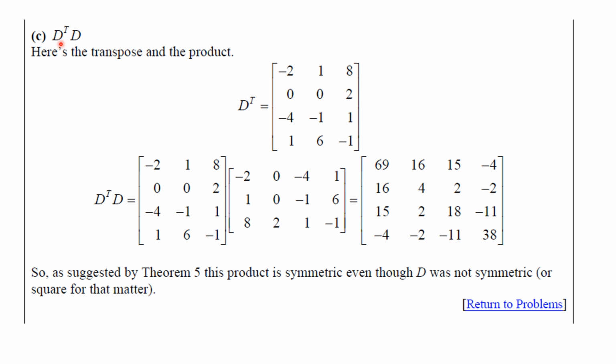Here we're having D transpose times D, and when we do that calculation, you see we get a symmetric matrix: 16, 15, 2, minus 4, minus 2, and minus 11. So, as suggested by the theorem, this product is symmetric, even though D itself was not symmetric, or square even, for that matter.